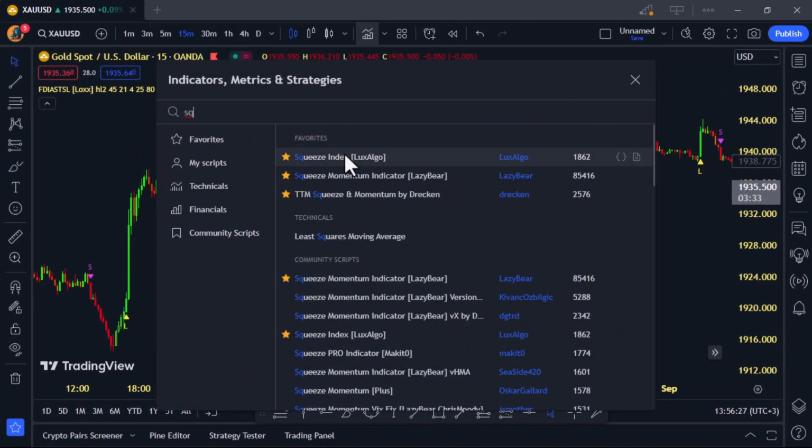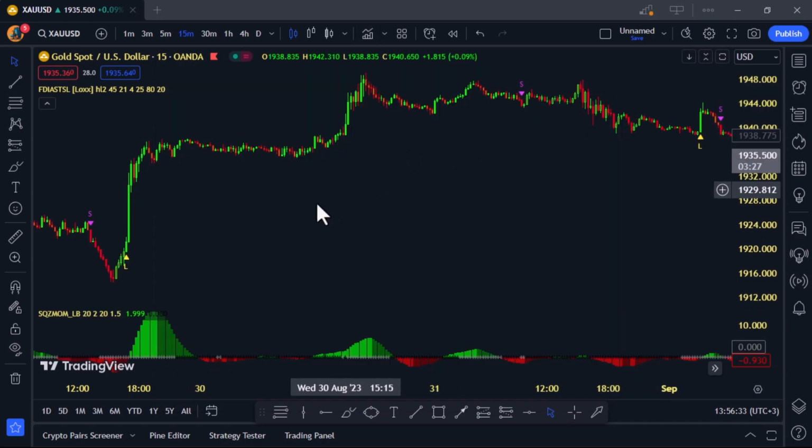Now let's add the squeeze momentum indicator by Lazy Bear. Thanks to him, by the way. This is an amazing one. Once added, optimize the settings just like in the video.